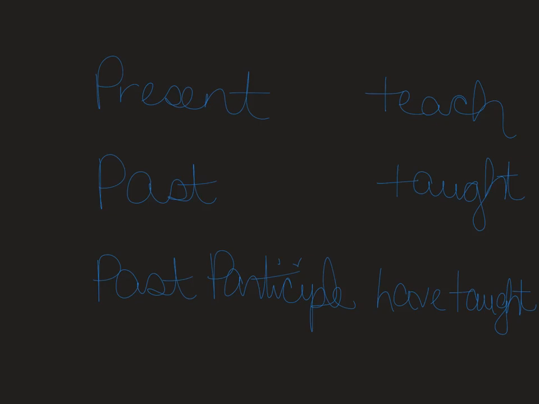We have present, past, and past participle. So present is today, obviously, okay? And I have picked what we call an irregular verb here, okay? Irregular verbs are verbs that do not form their past and past participle forms by adding D or ED. They do it some other way, okay?